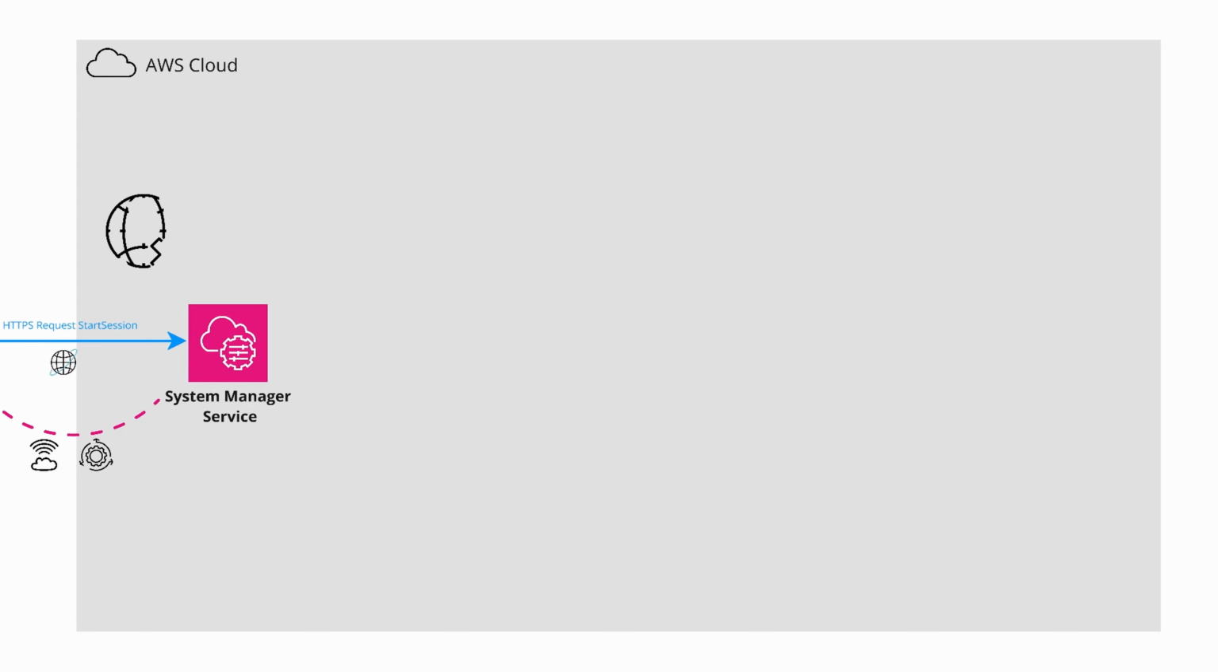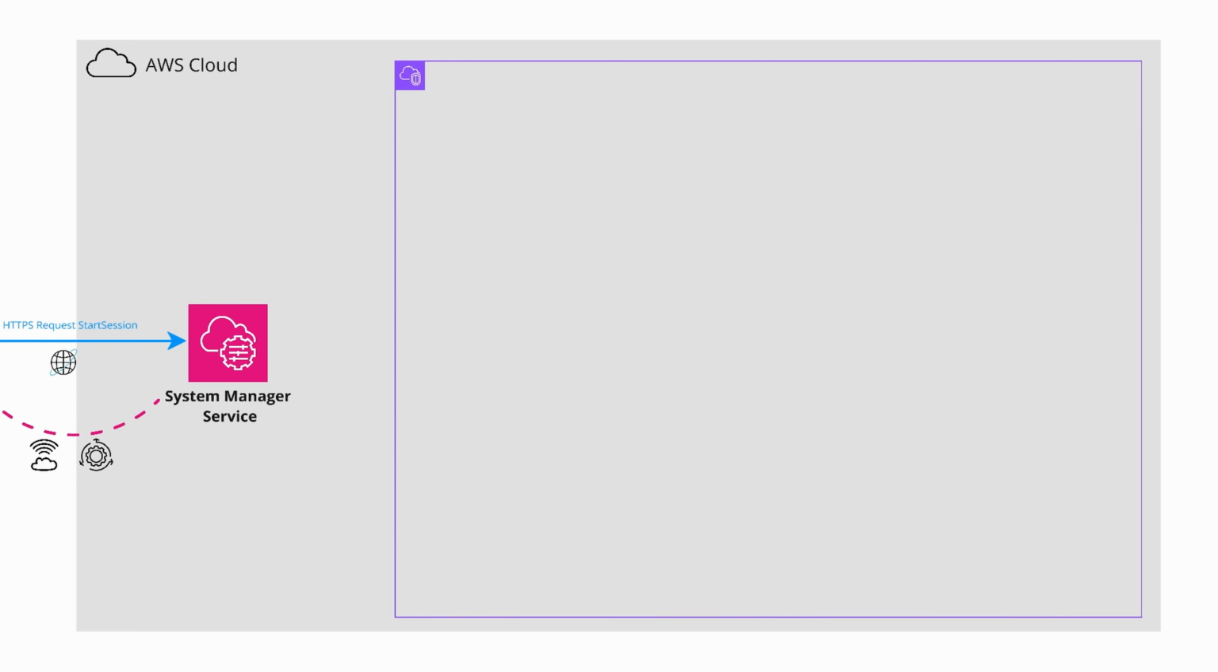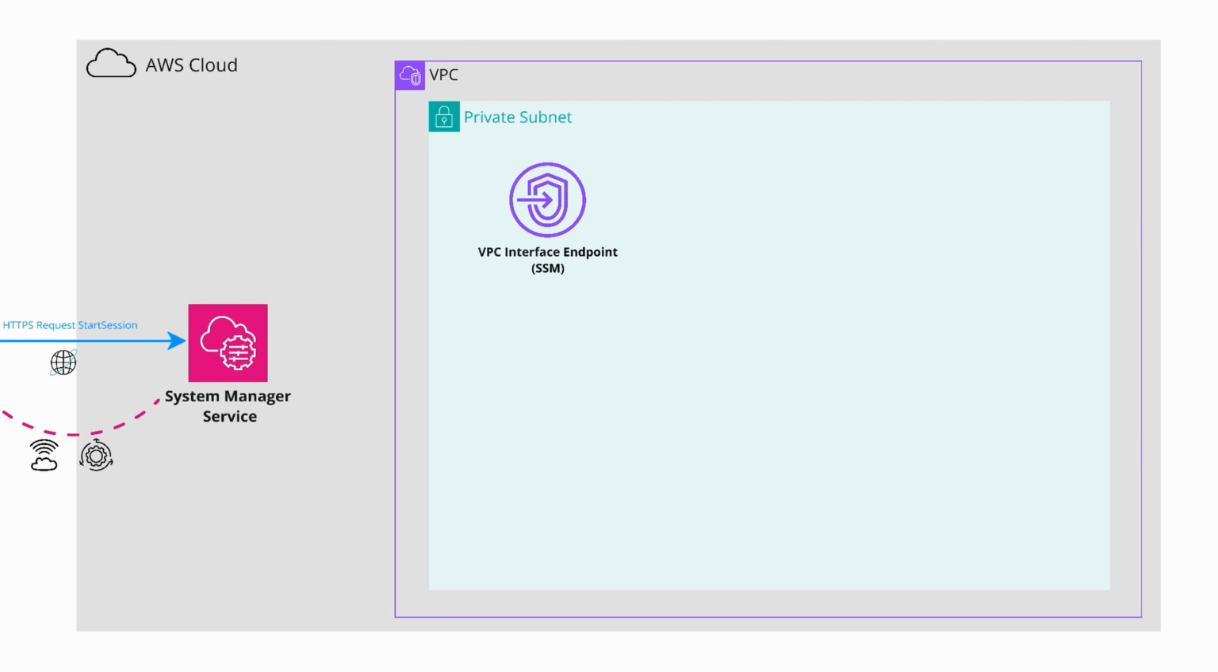But how does that reach a private instance with no internet access or no inbound ports? This is where your VPC setup does the heavy lifting. You'll create 3 interface VPC endpoints in the same VPC and subnets as your private EC2s. The first one, SSM, is basically the front desk, the Systems Manager API. The second one, SSM Messages, is the live wire. It streams the interactive session data, your commands, and the output.